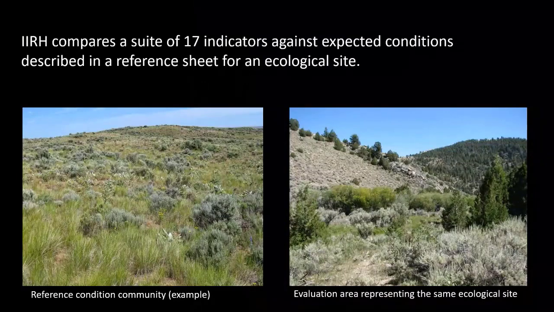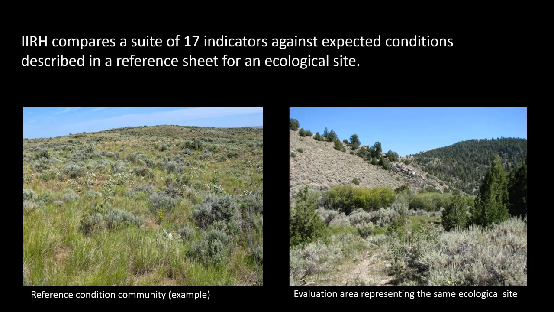So at its foundation, IIRH compares a suite of 17 indicators against expected conditions described in a reference sheet for an ecological site. The protocol is applied at the ecological site scale so that observers can understand the potential of the site they are evaluating.